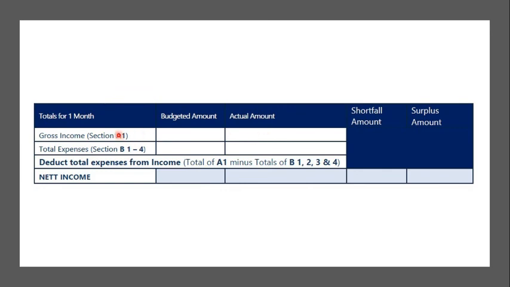Actual amount, gross income, section A1. Total expenses, again B1 plus B2 plus B3 plus B4. What is actual? Remember, that's the same as month one, which is why we're talking about month one. Minus these two to get your net income. That's why we say deduct total expenses from income. Total of A1 minus totals of B1 plus 2 plus 3 plus 4. Shortfall amount means, do I have too little money? Then it'll be a minus whatever. And a surplus amount means I have money left, which is wonderful. You want to be there. And that will be the end of your summative budget.